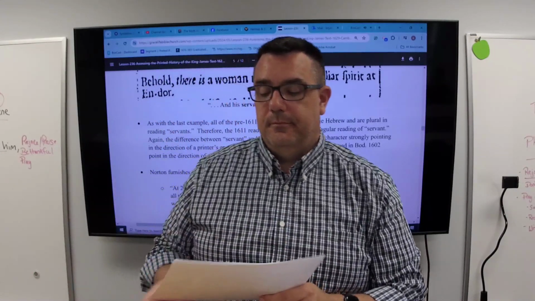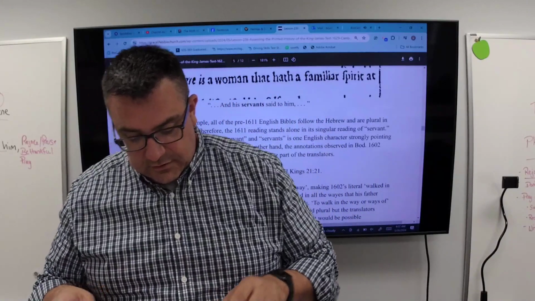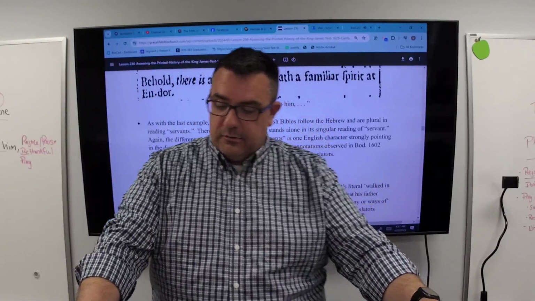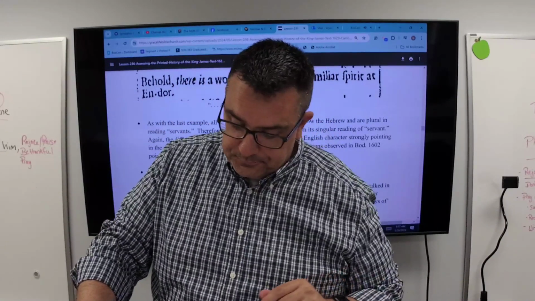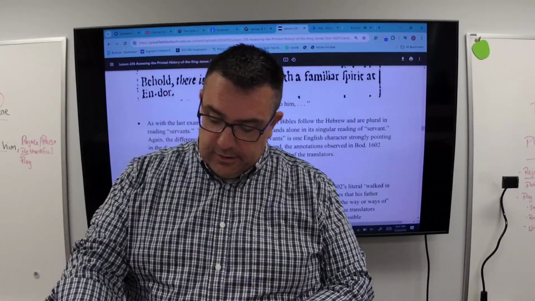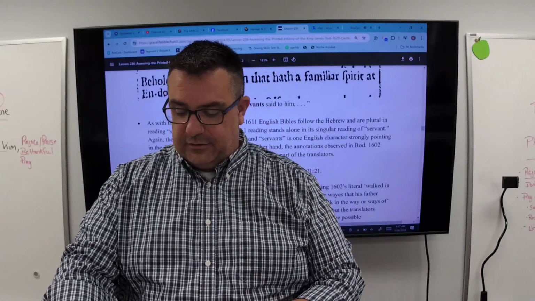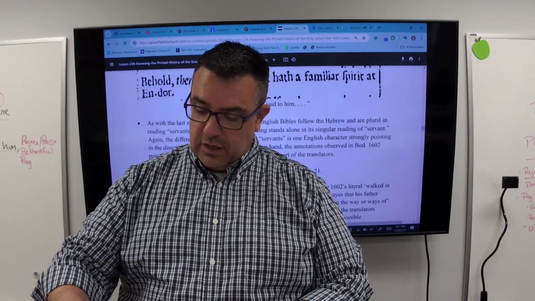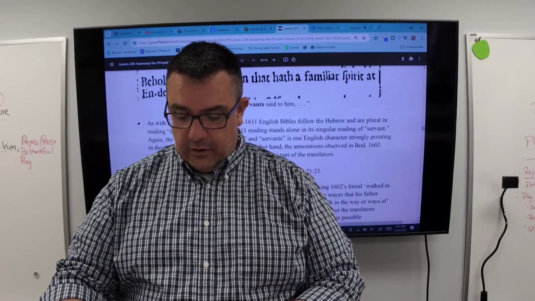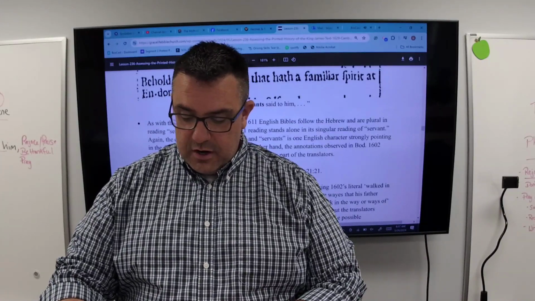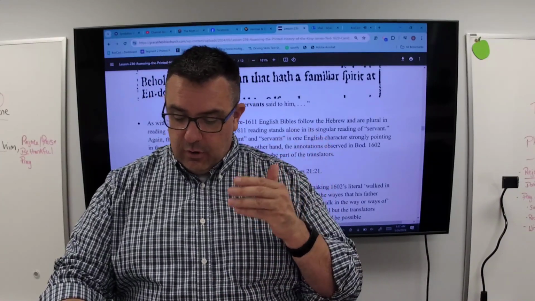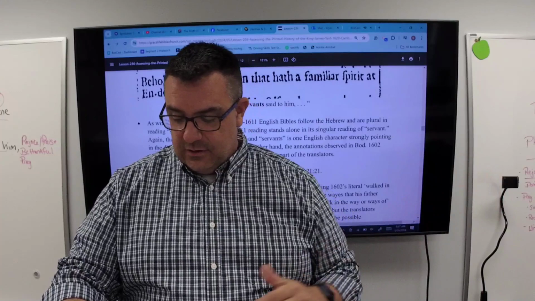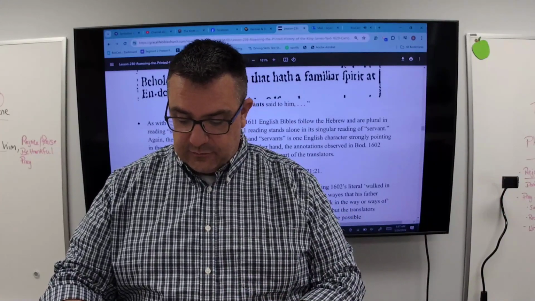All right? So Norton finishes a third example in this category with 2 Kings 21:21. At 2 Kings 21:21, the translators inserted an S after way, making the 1602's literal walked in the way into more natural English, and he walked in all the ways of his father that his father walked in.